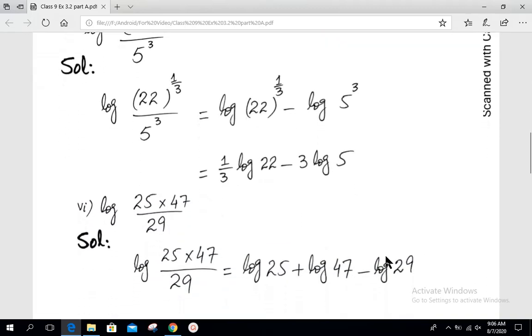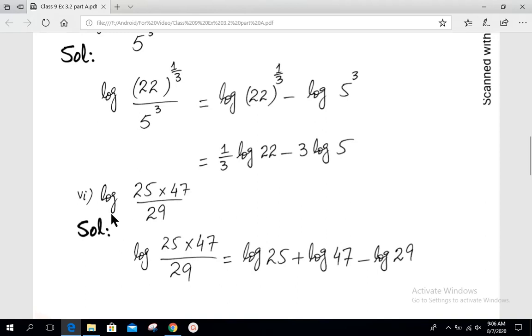The next part number 6. We have the value log 25 multiplied by 47 whole over 29. Its solution can be written as log of 25 plus log of 47 minus log of 29, that is the sign of multiplication at the place of numerator. According to first law of logarithm, product is converted into sum, whereas the quotient, the denominator, comes with sign minus according to second law of logarithm.